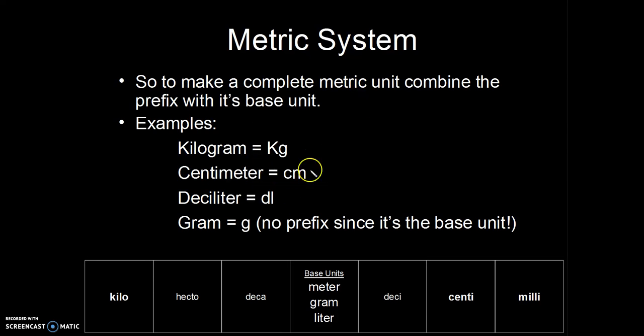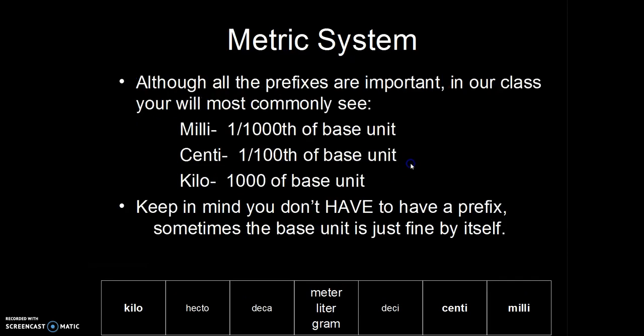Deal with it. So, metric system. Here are some more examples of how we combine the prefix with the base unit. We have kilograms, or kgs, centimeters, or cms, deciliters, or dls. This is just the gram, so the gram here is just g. You don't always have to put a prefix in front of your base unit. Sometimes grams is just fine. We don't use a prefix there since it is just the base unit.